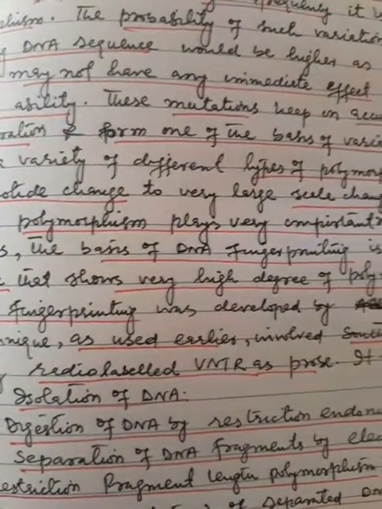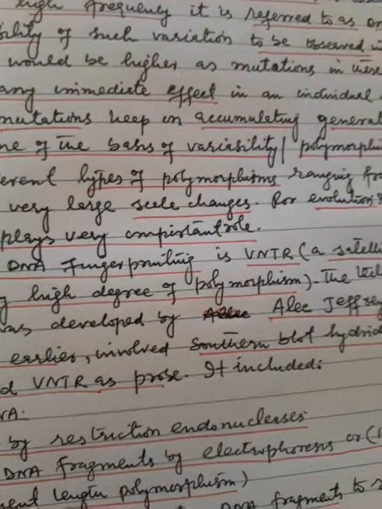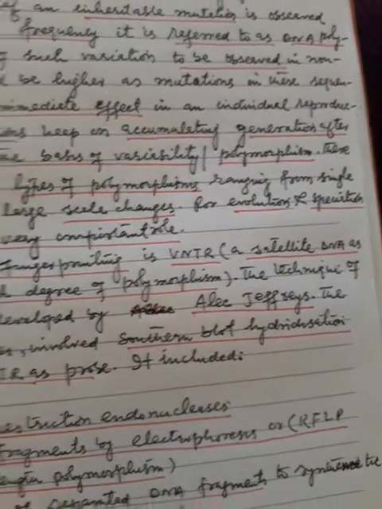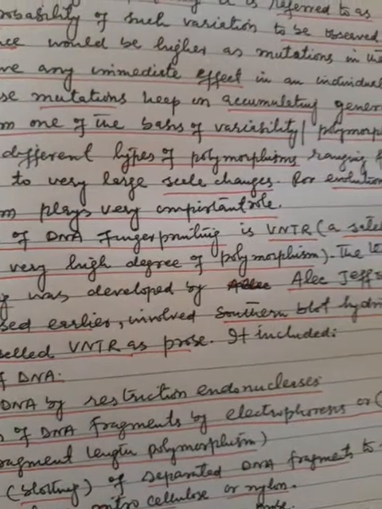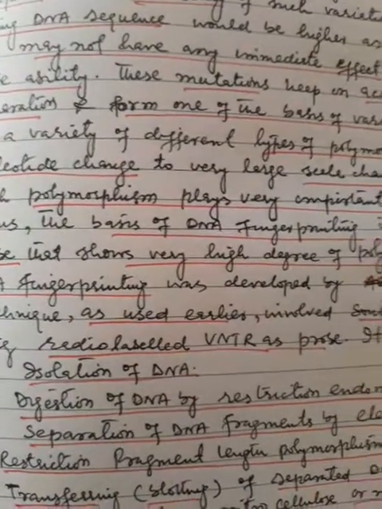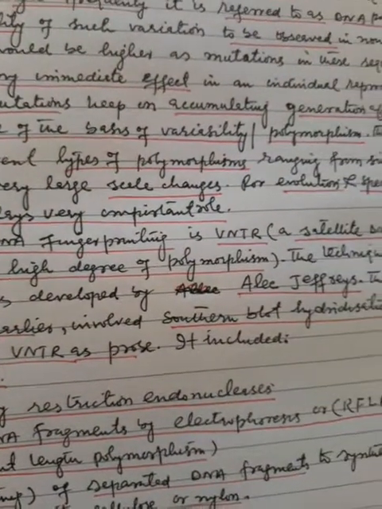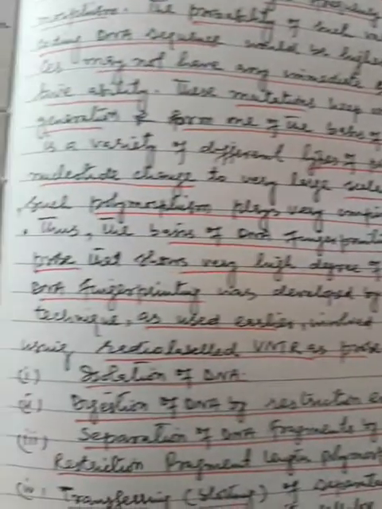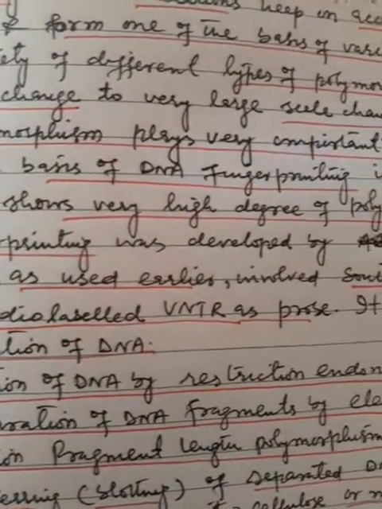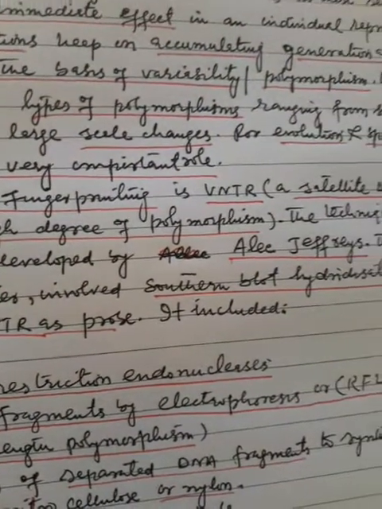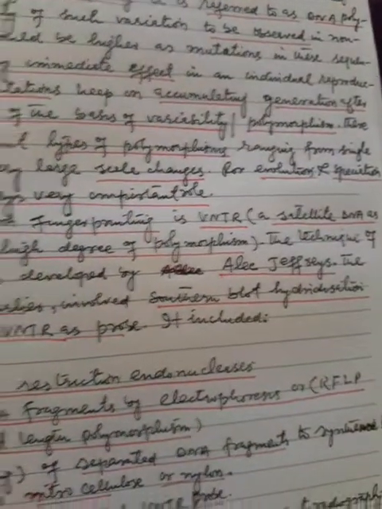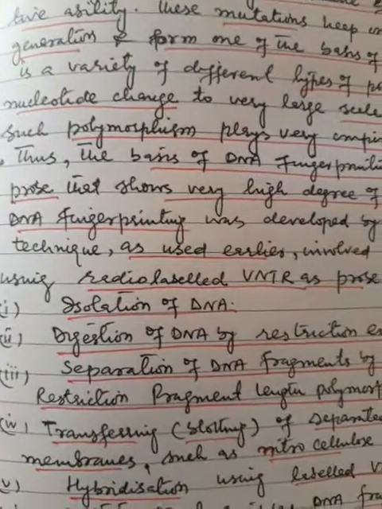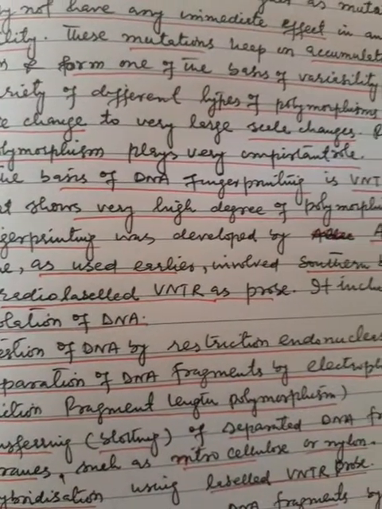Thus, the basis of DNA fingerprinting is VNTR, a satellite DNA, as probe that shows a very high degree of polymorphism. The technique of DNA fingerprinting was developed by Alec Jeffreys. The technique, as used earlier, involved Southern blot hybridization using radiolabeled VNTR as probe.